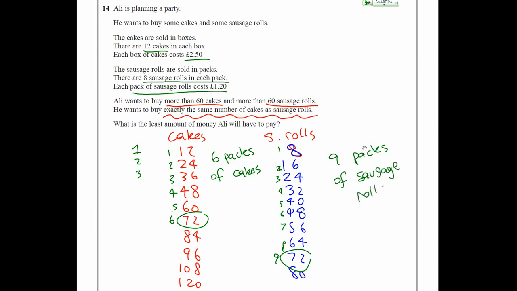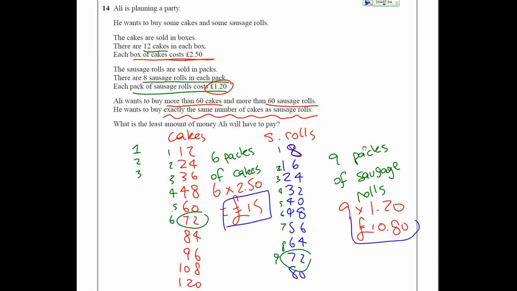So let's work out the cost now. The packs of cakes are going to be £2.50 each. They're actually boxes, but whatever. 6 times £2.50. Do it on your calculator if you want. £15. This one, 9 packs, and how much are they each? £1.20. 9 times £1.20 is going to be £10.80. Your total cost is £15 plus £10.80.